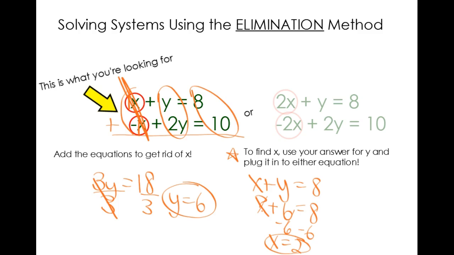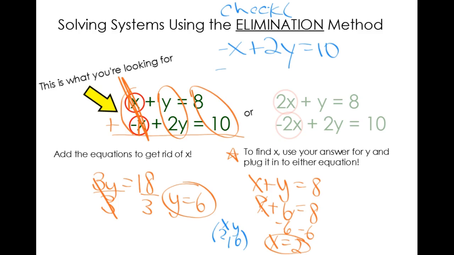I'm just going to check it in the one equation we didn't use. So negative x plus 2y equals 10. Hopefully your notes look a little more organized than this. So we're checking. Check the point 2, 6. Notice my x is 2, my y is 6, so I write it like that. Negative 2 plus 2 times, not negative 6, just 6.